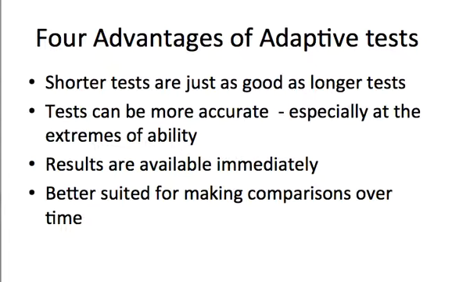Number two, tests can be more accurate, especially at the extremes of ability. As we just saw, when you have high or low performers, I can really hone in on what their true ability level is. Number three, because it's all computer-based, results are available immediately. They're compiled. They can get put in reports. It's all pretty fascinating, pretty fantastic.